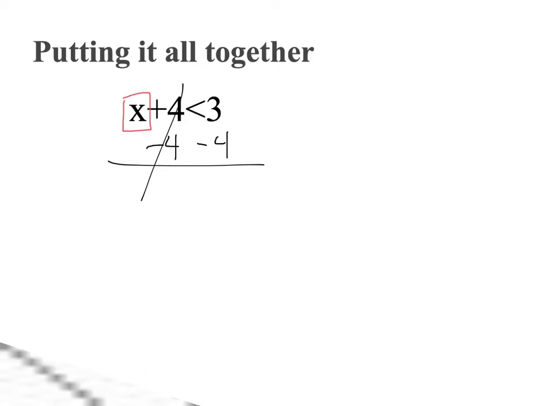Those 4's cancel, leaving me with x. With addition and subtraction, our sign stays the same. It doesn't affect anything. So x is less than 3 minus 4, which is negative 1. Our final answer is x is less than negative 1. Again, remember, with addition and subtraction, your sign stays the same.